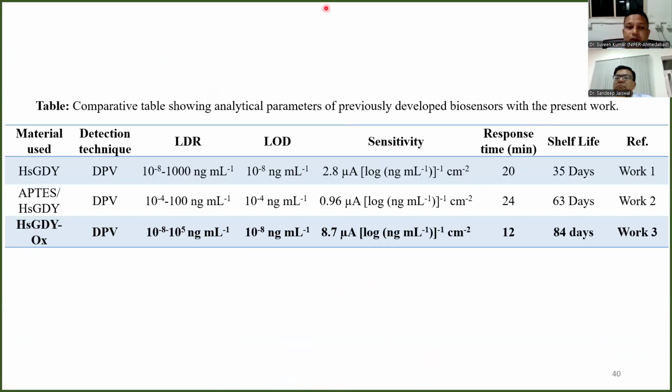Now in project one, we would like to compare all these developed biosensors. First, hydrogen substrate graphene with the help of DPV: we got a linear detection range between 10 to the power minus 8 and 10 to the power 3 nanogram per ml. The limit of detection is 10 to the power minus 8 nanogram per ml, sensitivity 2.8 microampere in terms of DPV, response time about 20 minutes, and shelf life about 35 days.